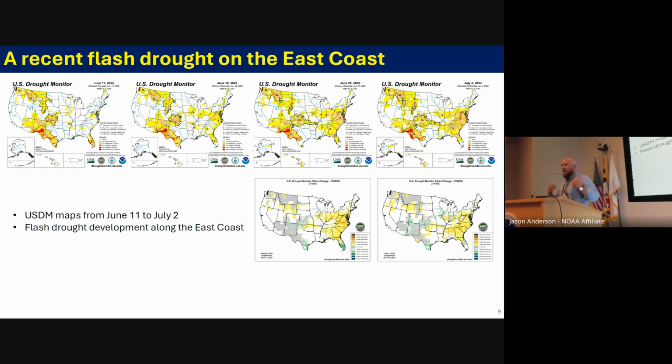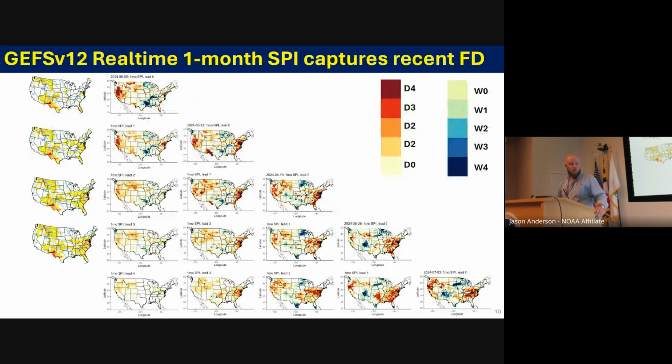So we talked about how we have this horizon of skill in GEOS V12 of being 2 weeks or so when we're looking at the anomalies. But when we look at SPI, this would be the lead at June 5th, you can see that we don't really see a lot of drying along the East Coast. But we look at the lead for June 12th, we can see that there is a severe amount of drying in the SPI, and that anomalous SPI drying lasts for the next 4 weeks.